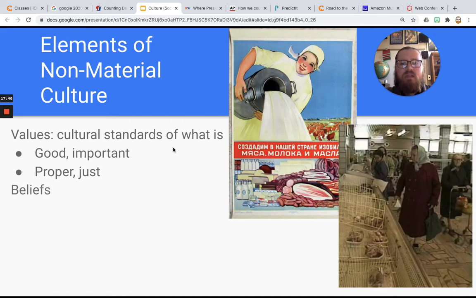The other element of non-material culture I want to focus on is beliefs. Beliefs are what people agree, broadly speaking, is true. Does that mean that everyone within a society that shares a culture has exactly the same beliefs? No. But it is what people agree is true. So, an example in America might be a belief in the American dream, right? That if you work hard and play fair, you will be able to get ahead. That's a belief, if people agree that that's true.